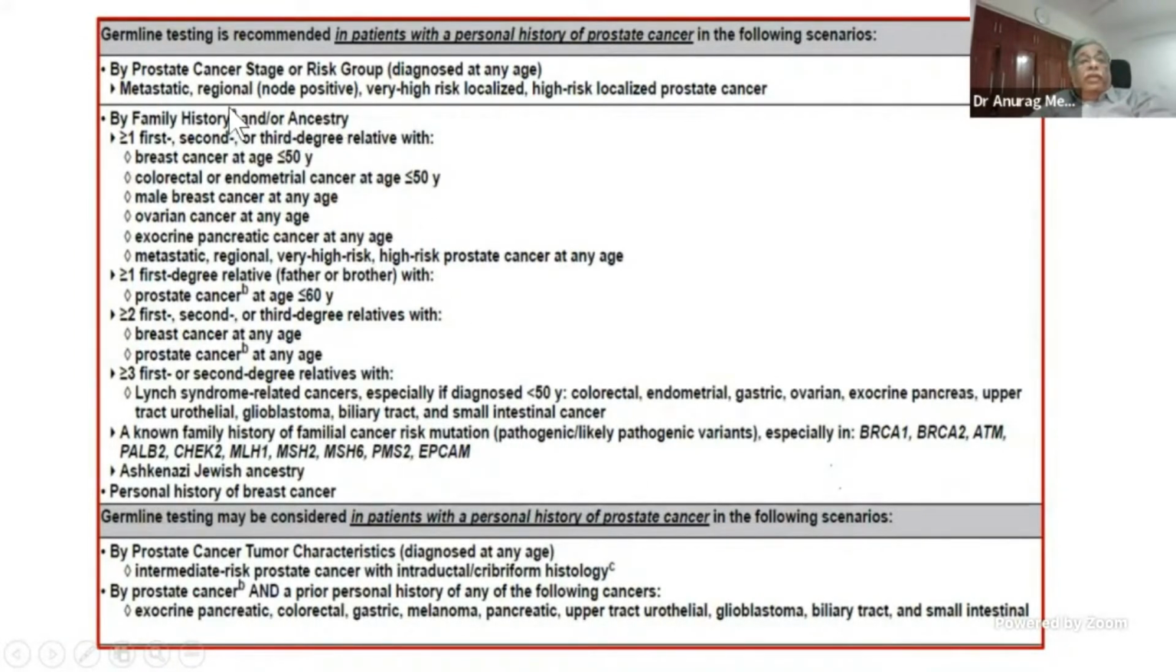So we have to do germline testing for all cases with metastatic disease, locoregional disease, with very high risk disease and high risk disease. Individuals who do not have prostate cancer can also be tested provided they have this family history. And you can find this in the NCCN guideline. And then again, patients with prostate cancer who are intermediate risk, but have intraductal or cribriform histology, or who had a personal history of a pancreatic, colorectal, gastric cancer, melanoma, etc., are also candidates for germline testing.